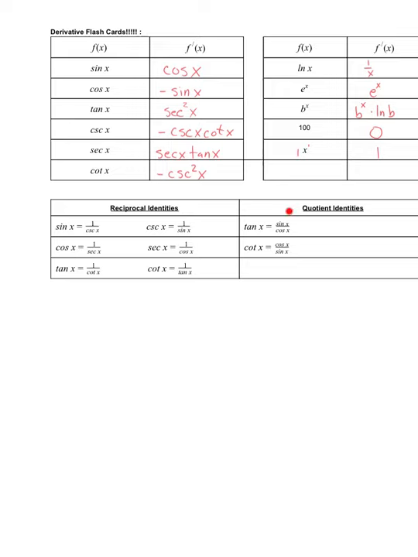All right, and the quotient identities, make sure you know those. The tangent is the same as sine of x over cosine of x. The cotangent of x is equal to cosine of x over sine of x. Now let's use them in some examples.